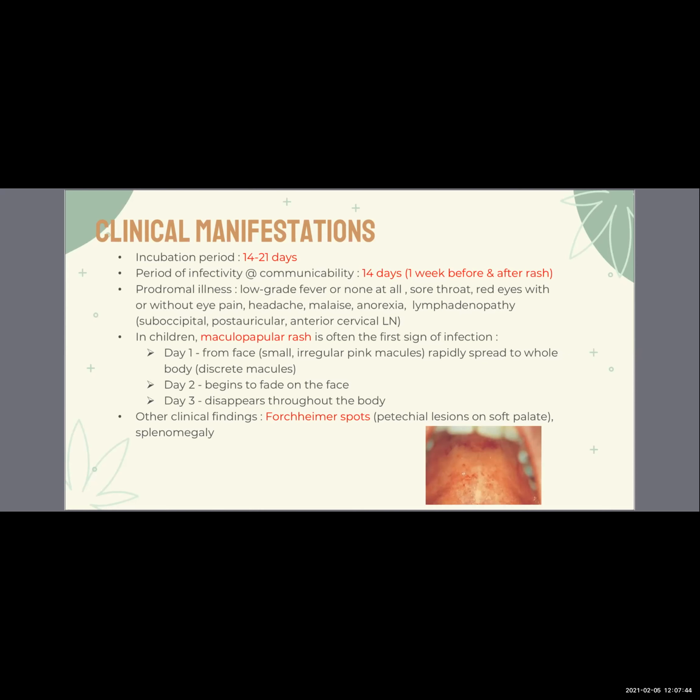Rubella virus is often a subclinical infection, and in 25 to 50% of cases in children, the maculopapular rash may not be present. Other clinical findings are Forchheimer spots, which are petechial lesions on the soft palate, and also splenomegaly in severe cases.